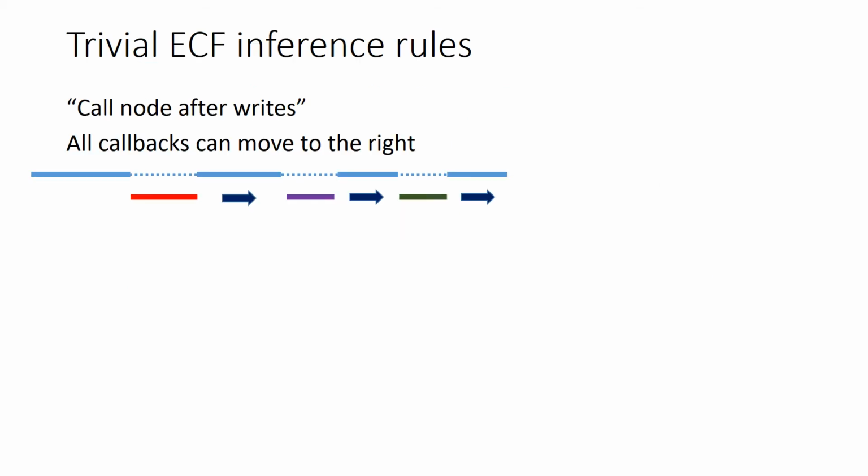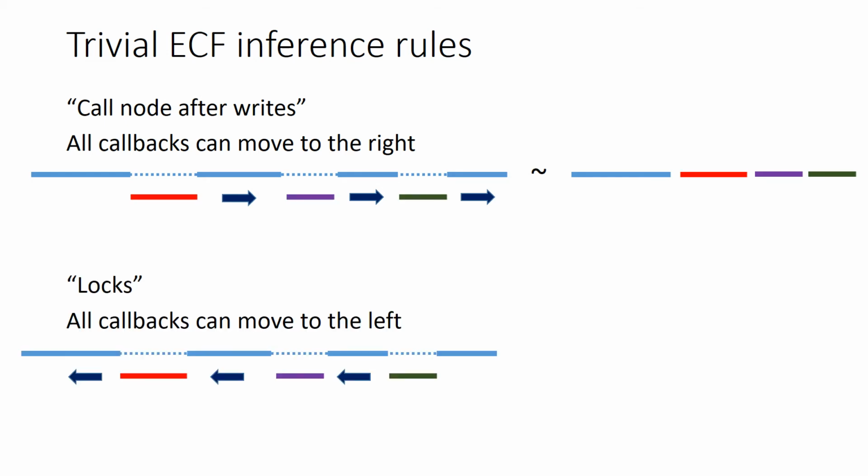From the basic operations of projection and commutation, we can build two trivial algorithms to check ECF. First is to check that indeed all call nodes appear after the writes. This can be done by checking that statically any callback code can always move to the right from any call node. The second trivial way to show ECF is to check for locks. If all call nodes and functions are properly protected by locks, it means that any callback code can project to the left of any call node.